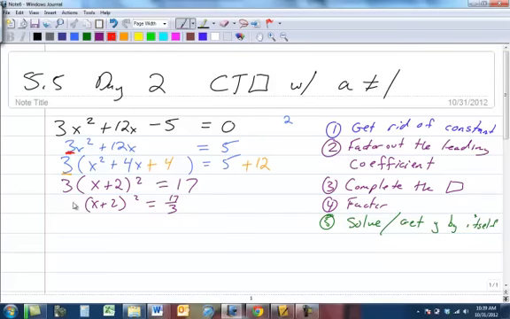Square root both sides. Now here's what's tricky. We're at x plus 2 equals... Now, I want to split the square root up. First of all, we have to have plus or minus. Plus or minus root 17 divided by root 3. All right, now, before I keep going on x, there's something wrong here. We're not supposed to have a radical in the denominator here, right? So we have to rationalize the denominator. We're going to multiply top and bottom by root 3.